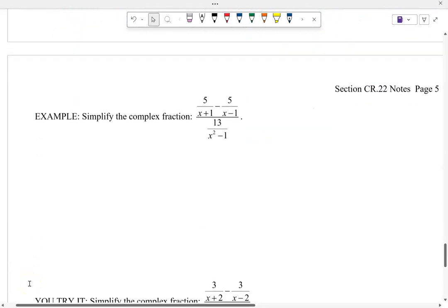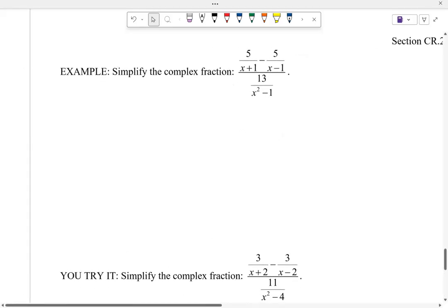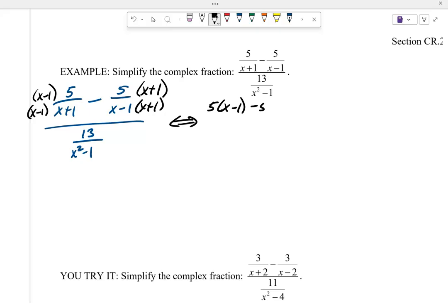Let's look at one more before you guys try the last one by yourself here. So we got 5 over x plus 1, 5 over x minus 1. And the denominator already is a fraction. So this one's missing an x minus 1. This one's missing an x plus 1 in order to get them as one fraction. So I'll have 5 times x minus 1 minus 5 times x plus 1. This is all over x minus 1, x plus 1.